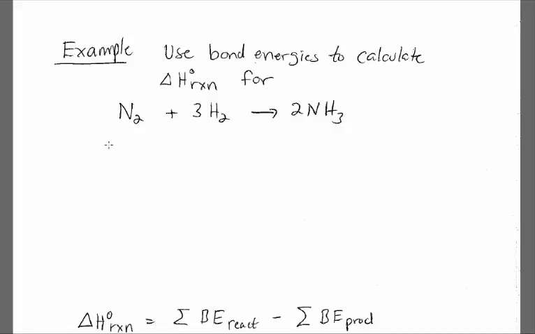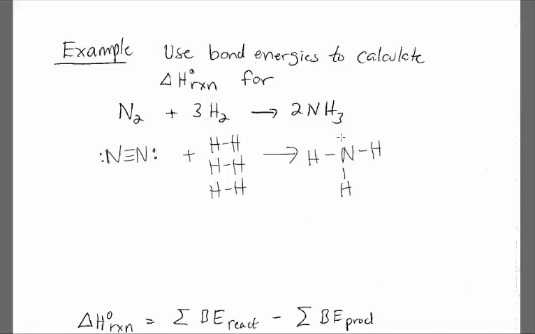And when you draw a Lewis structure for nitrogen, you get a triple bond. Okay, so that's important to note. And for hydrogen, you have 3 of these. Because the coefficient is 3, you have 3 hydrogen-hydrogen bonds, and you're forming ammonia, which looks like this. But you have 2 of them, so I'm going to write them both out.